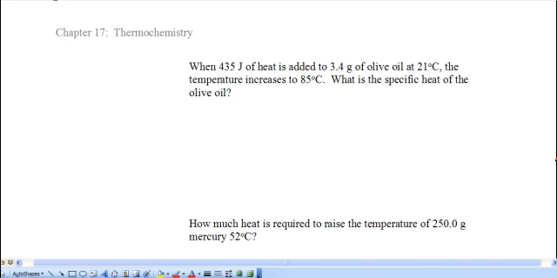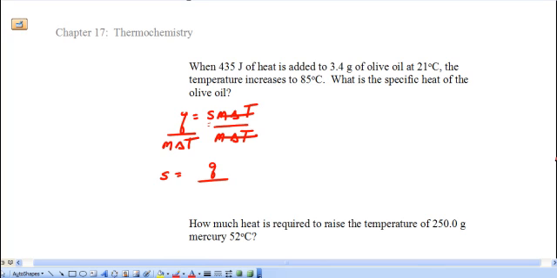When 435 joules of heat is added to 3.4 grams of olive oil at 21 degrees Celsius, the temperature increases to 85. What is the specific heat of the olive oil? Let's go ahead and try this one again. Same setup. Q equals S M delta T. I'm going to divide the M and the delta T over to the other side, so that those terms divide out here. We isolate our variable S, which we're looking for. So the specific heat will equal the heat transferred divided by the mass and the change in temperature.